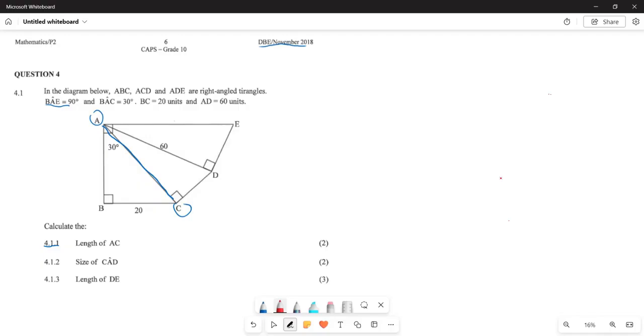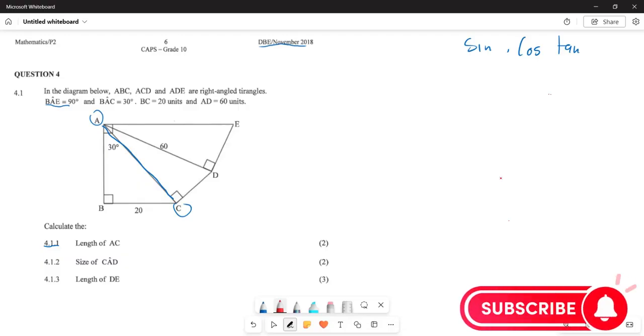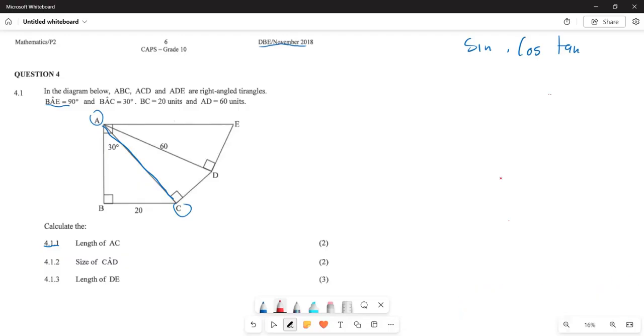Remember that we have the three trigonometric ratios, which are sine of theta, cos of theta, and tan of theta. The first thing that we are required to do here is to identify which trigonometric ratio we are going to use in this particular problem. And how do we identify which trigonometric ratio we are going to use? We check in terms of what it is that we are given.